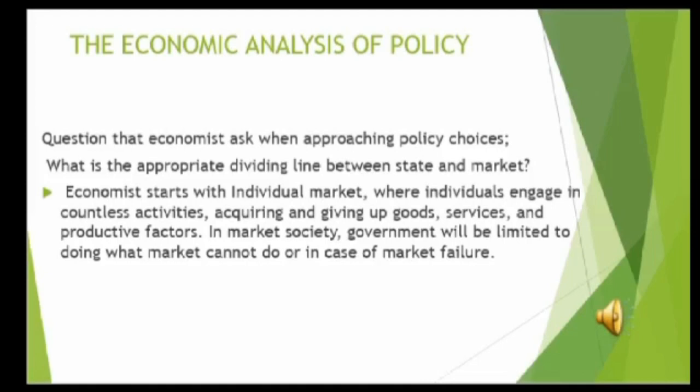There is a question that economists ask when approaching policy choices, and that is: what is the appropriate dividing line between state and market? Economists start with the individual market, where individuals engage in countless activities, acquiring and giving up goods, services, and productive factors. In a market society, government will be limited to doing what the market cannot do, or in case of market failure. And the simplest statement is this: the market allocates whenever it can do so efficiently. When it fails, government enters and provides through political action what could not be supplied through private initiative.